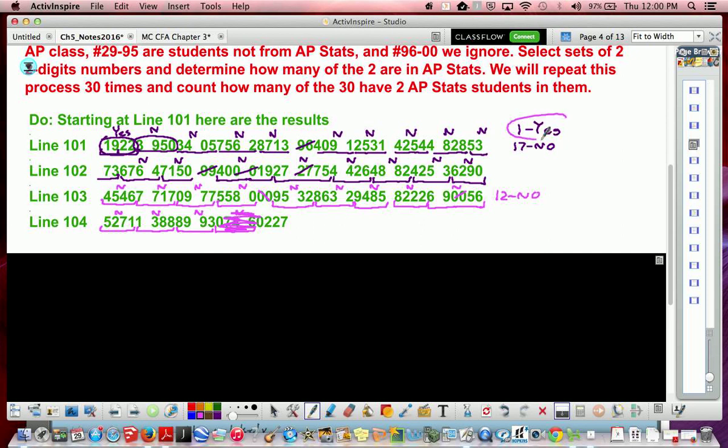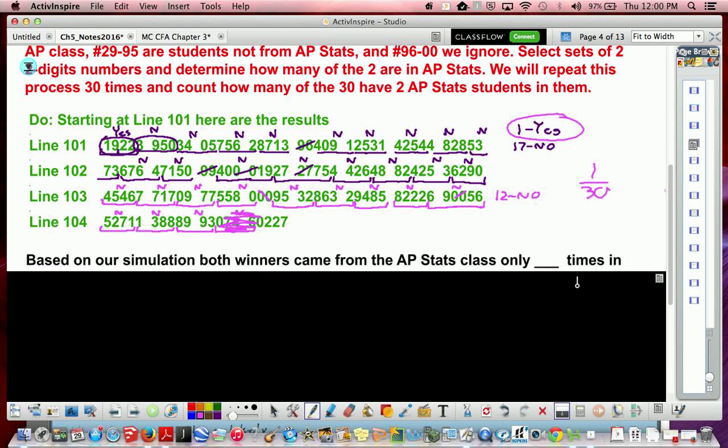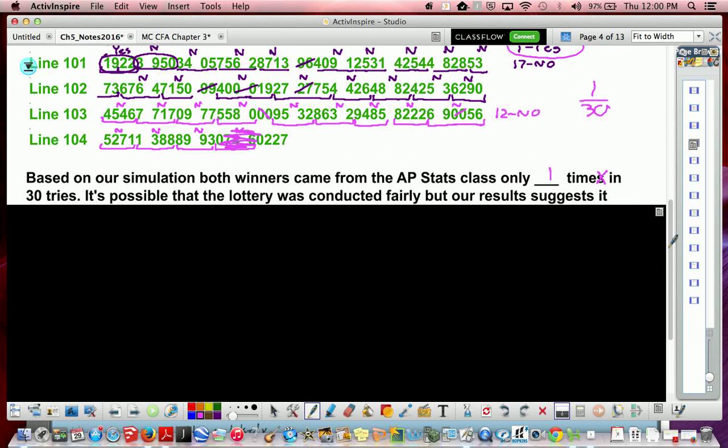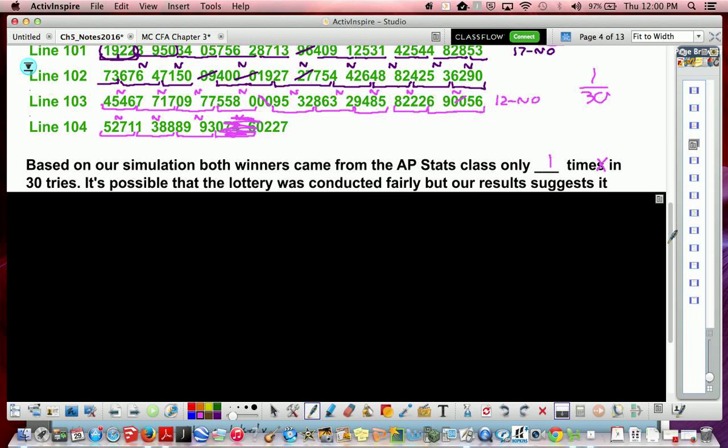So how many times did it actually happen? It happened 1 time out of 30. So, based on our simulation, both winners came from the AP Stats class only 1 time in 30 tries. Okay. 1 time out of 30. What is that as a probability or as a decimal? 1 divided by 30 is like what, 0.03? 0.03 something, with the 3s repeating. Lots of 3s.